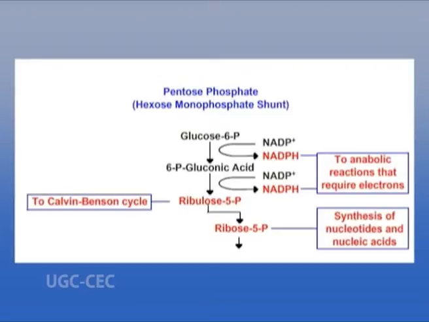NADPH is the universal reductant in anabolic pathways. This pathway is called the pentose phosphate pathway, PPP. It is also called the hexose monophosphate shunt. Still others call it the phosphogluconate pathway.